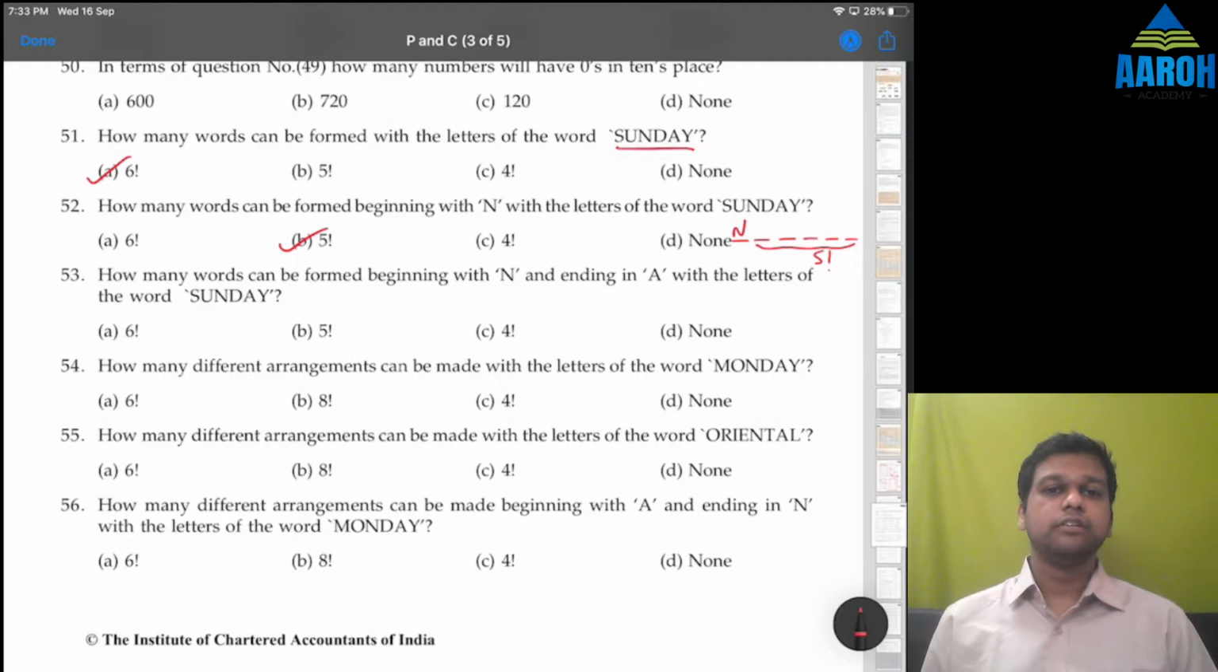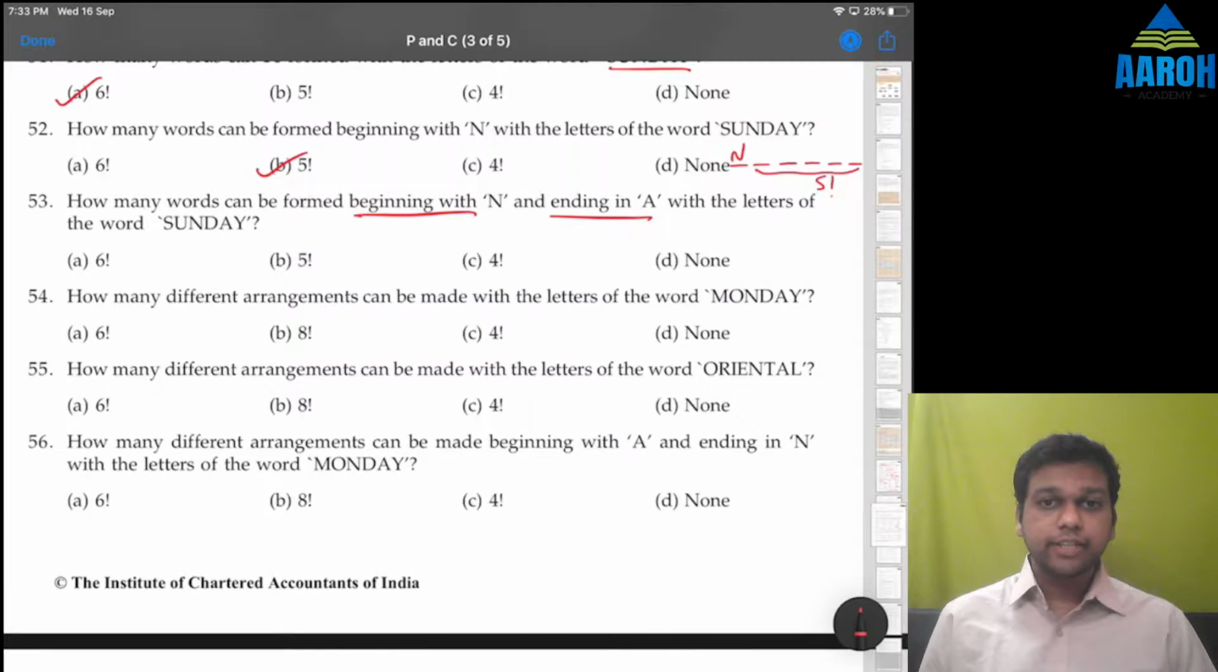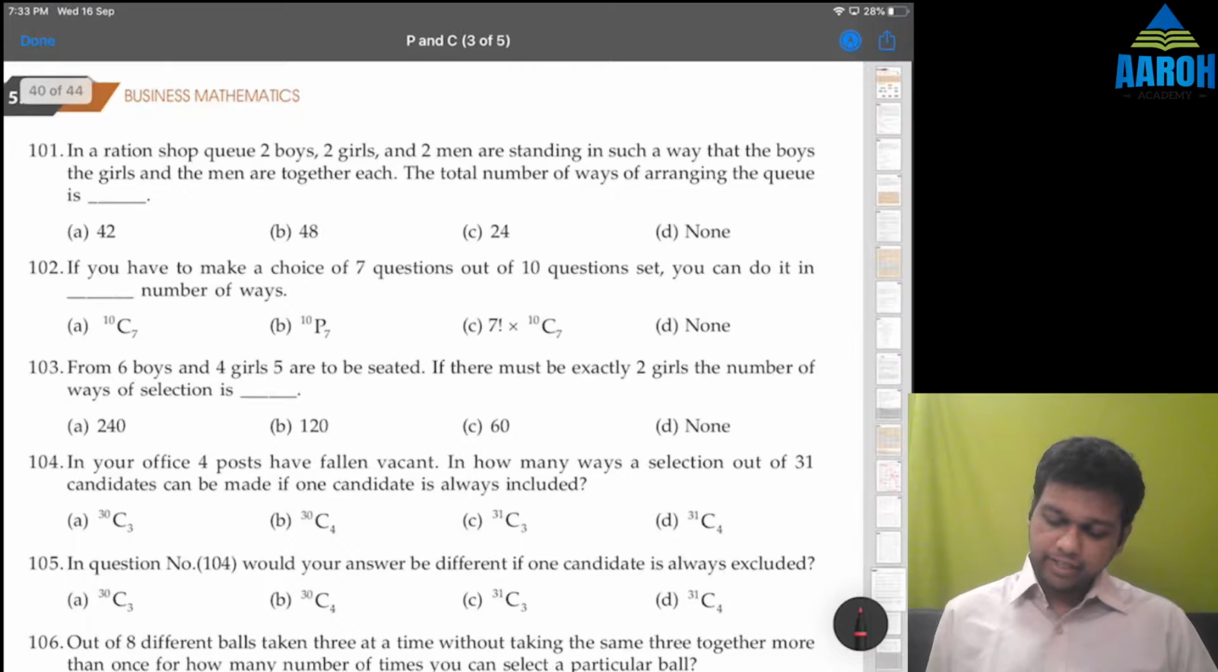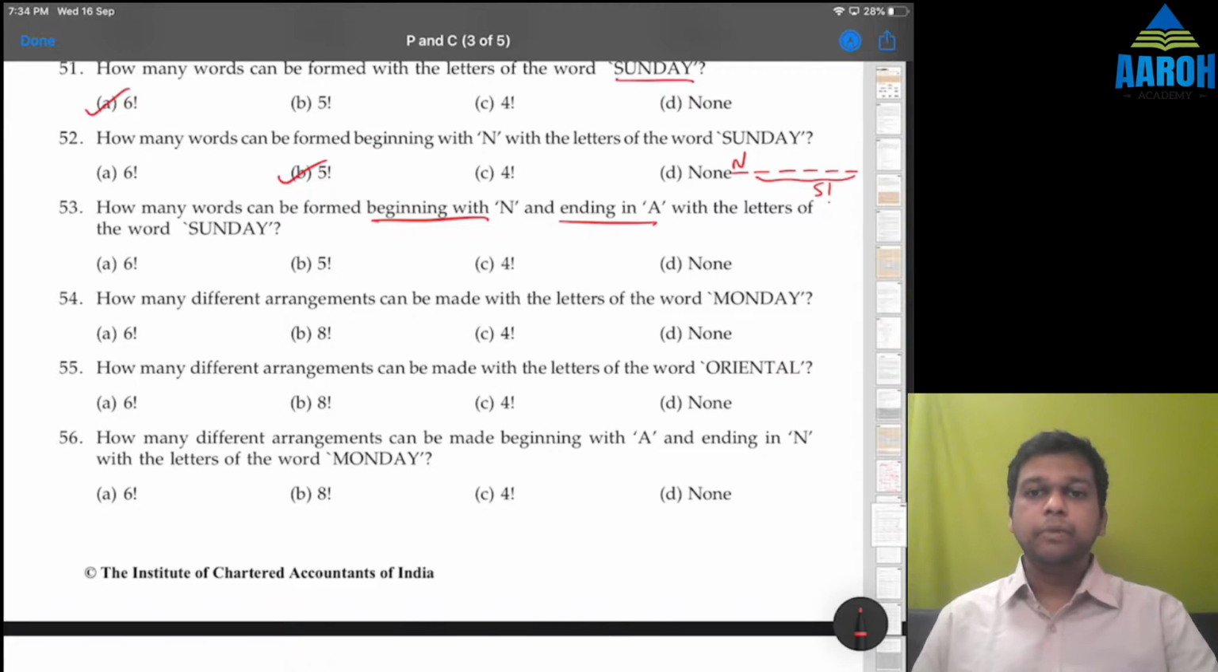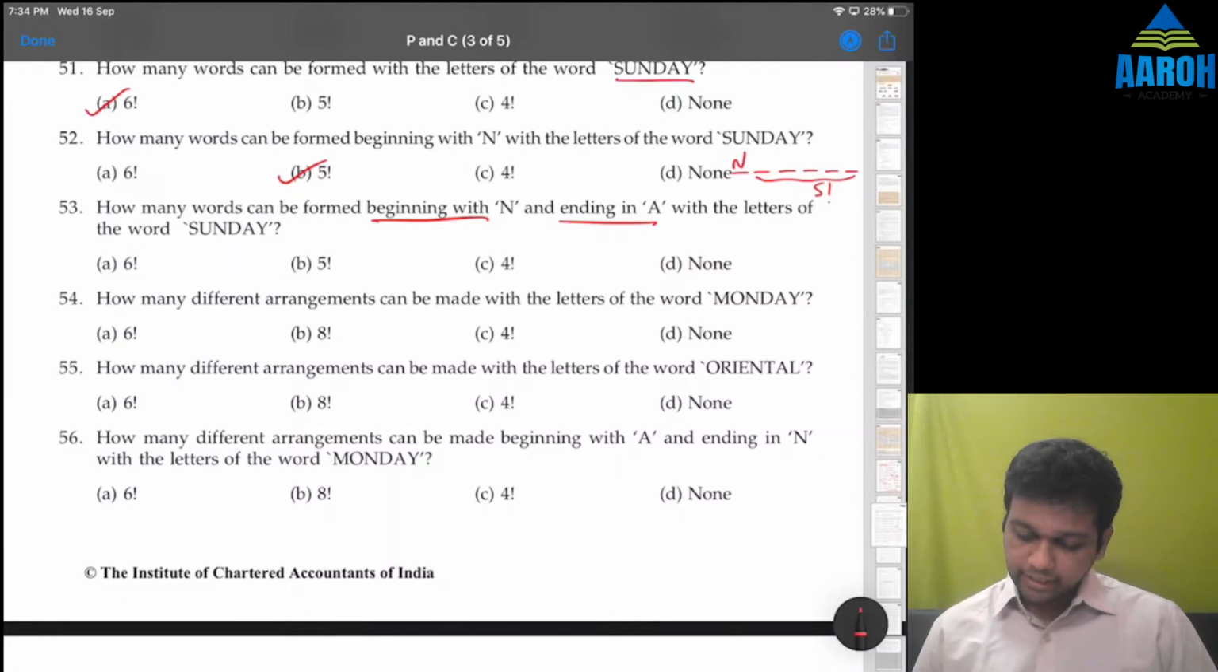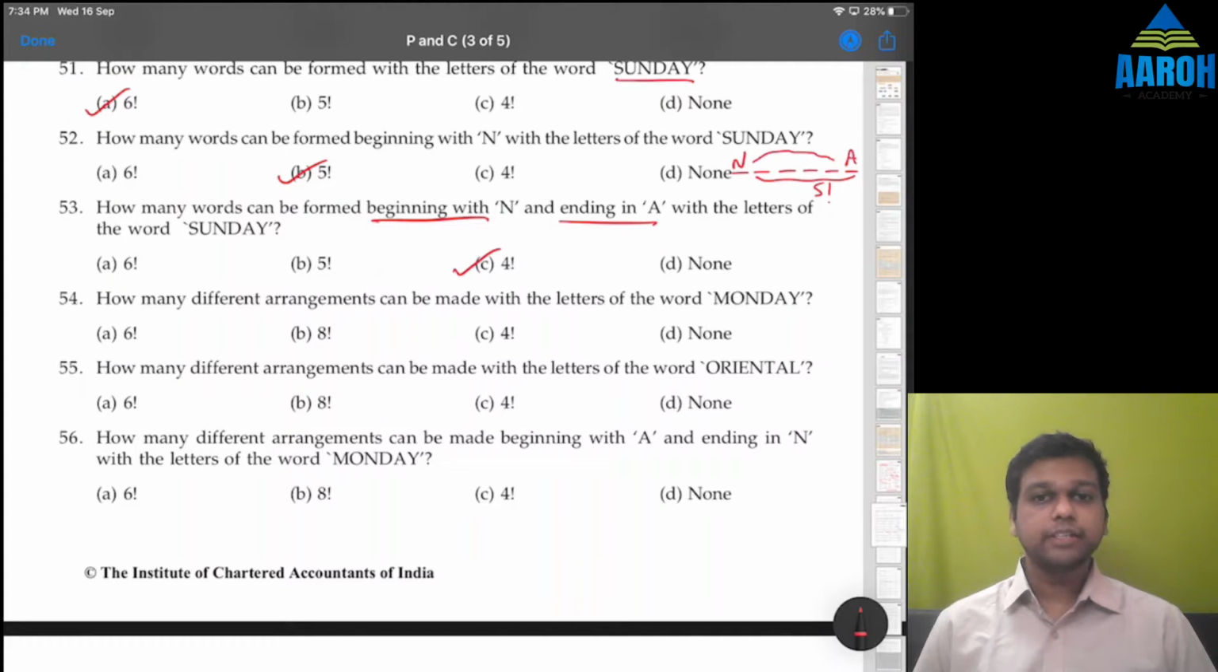Then 53. Beginning with N and ending with A, with letters of the word Sunday. The letters are the same. Beginning with N, ending with A. Means the first letter is N, the last letter is A, that is fixed. So the remaining 4 letters can be arranged in 4 factorial ways.